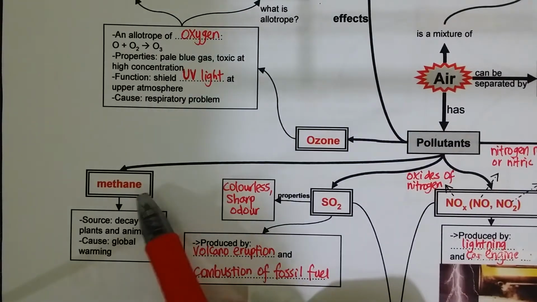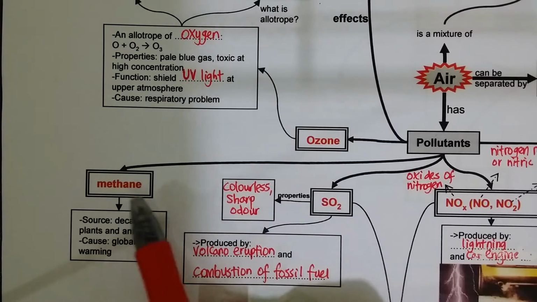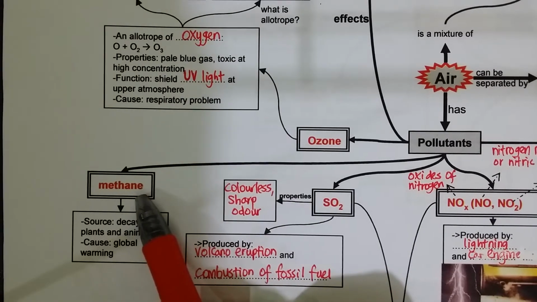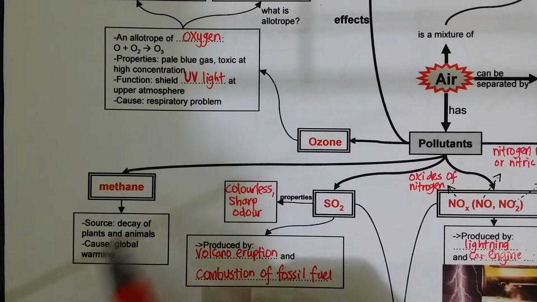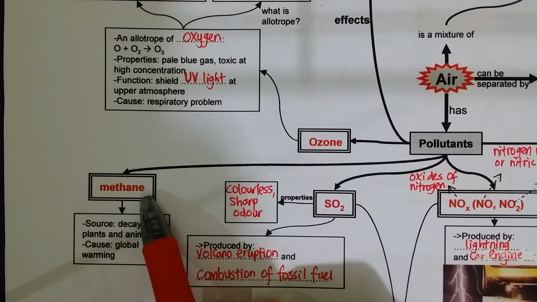The second one is methane. Now, where do you get this methane? Methane is actually a flammable gas. It is often used as fuel. For example, some vehicles run on CNG, compressed natural gas fuel. And the main constituent of CNG is actually methane.